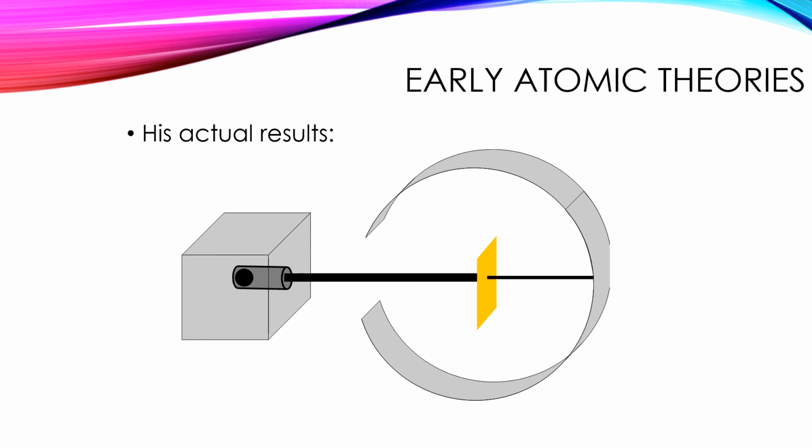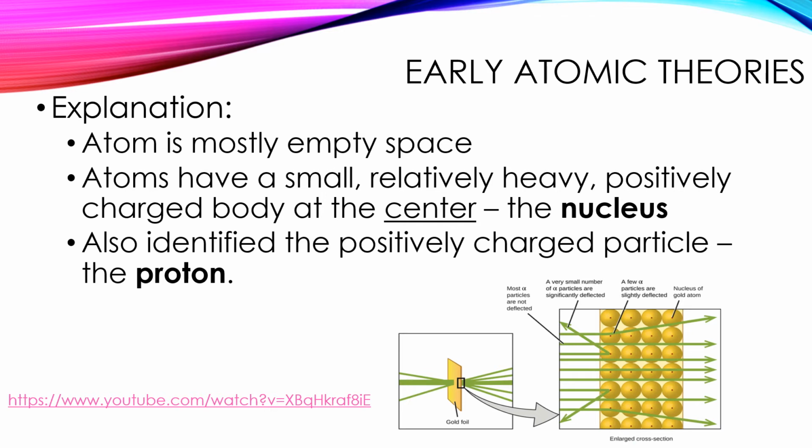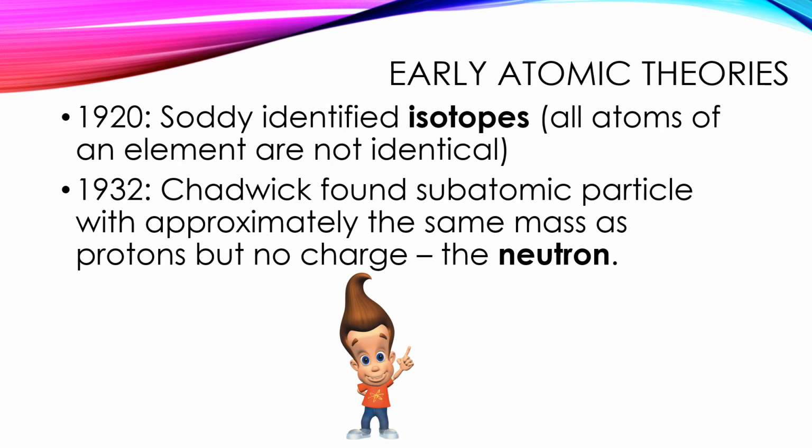But what he actually saw was that some went straight through, but a lot of the beam was deflected and some even bounced all the way back. And so what that must mean is that the majority of an atom is actually empty space. All of the positively charged mass is located in a tiny, densely packed part called the nucleus, and that positively charged particle is the proton. So now at this point, we have found our proton, our nucleus, and our electron. Another scientist figured out that some atoms have varying numbers of neutrons. Those are our isotopes. And then Chadwick found the actual particle that was neutrally charged and called it the neutron.